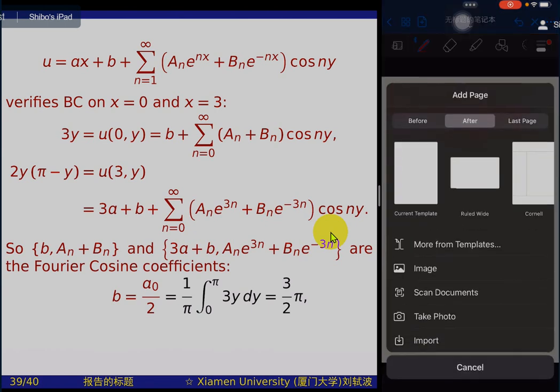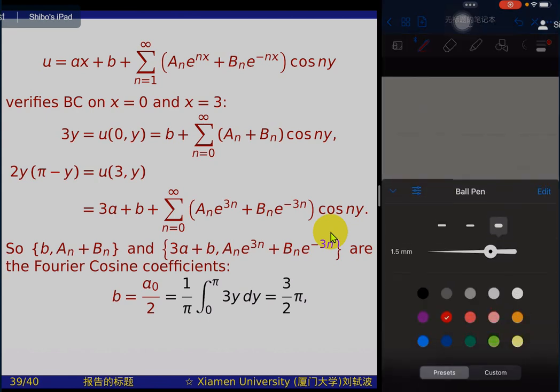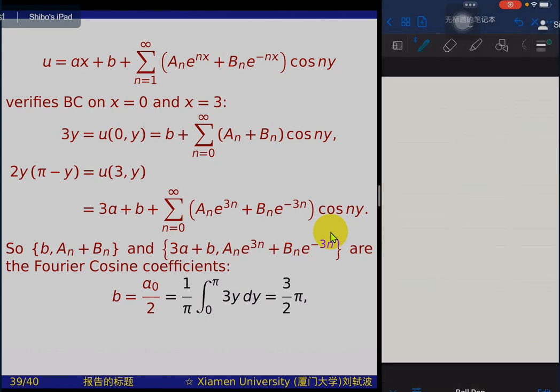maybe, okay, create a new page. Our An is 2 over L, integral from 0 to L, of the function to be expanded. Of course, in our study of that section in the textbook, the variable of our function is denoted by x, but you can also denote it by y. This is not important. Then you have cosine n pi y over L dy. That is the formula to compute the Fourier cosine coefficients.